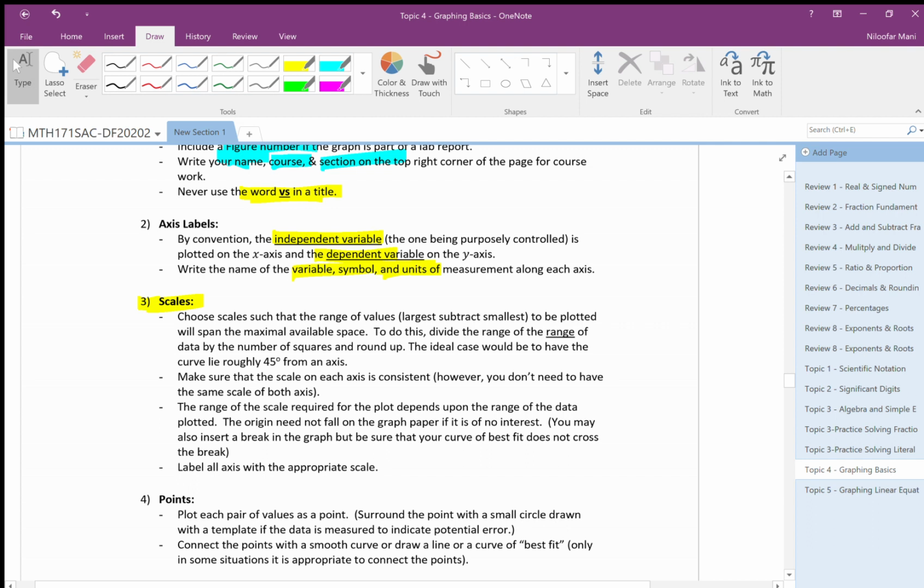So I don't want you to just use a very small part of the graph, and a big part of the graph is not used. Okay, this is not good graphing technique.